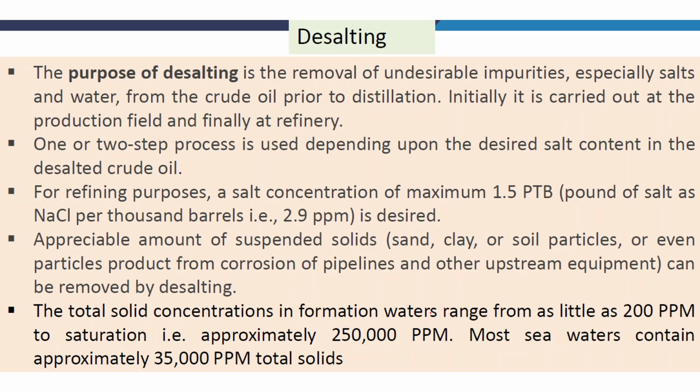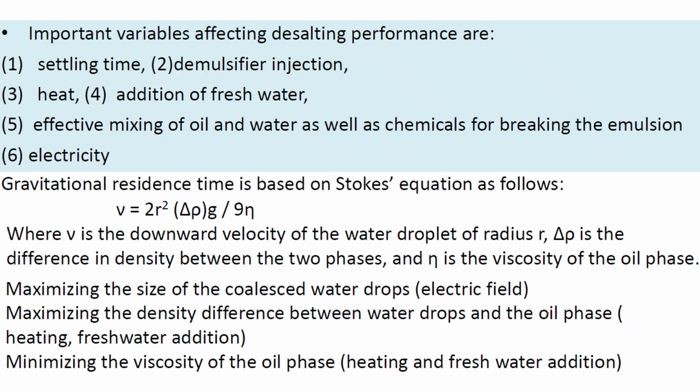Appreciable amount of suspended solids can be removed by desalting. So mainly what is done in desalting is that salt is dissolved in water and removed in the form of brine. An important variable affecting the desalting performance is the settling time. When we add water for the dissolution of this salt, this water in crude oil forms an emulsion, and these emulsion droplets settle down. So this settling time of these droplets also affects the desalting performance.